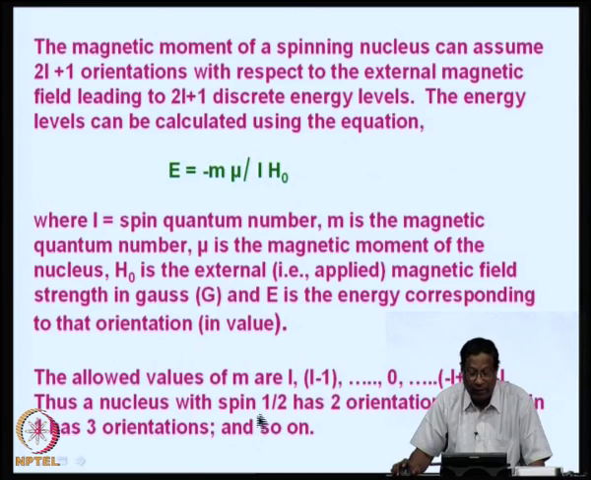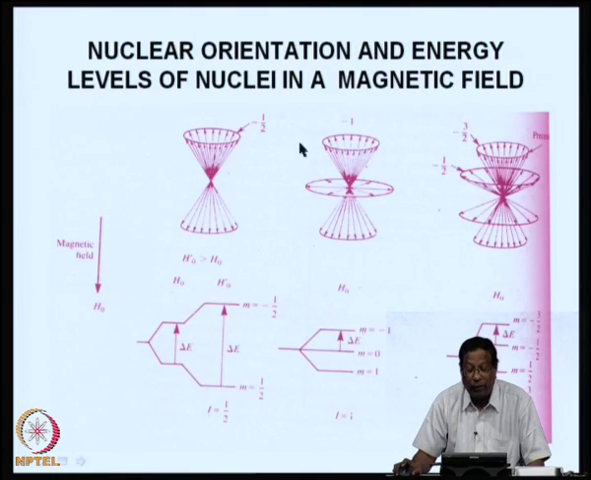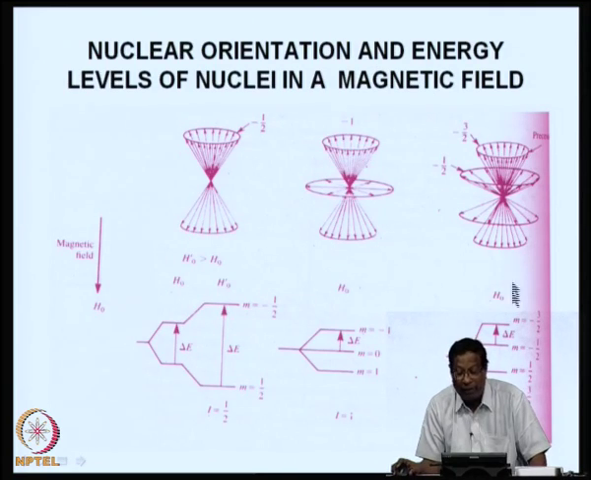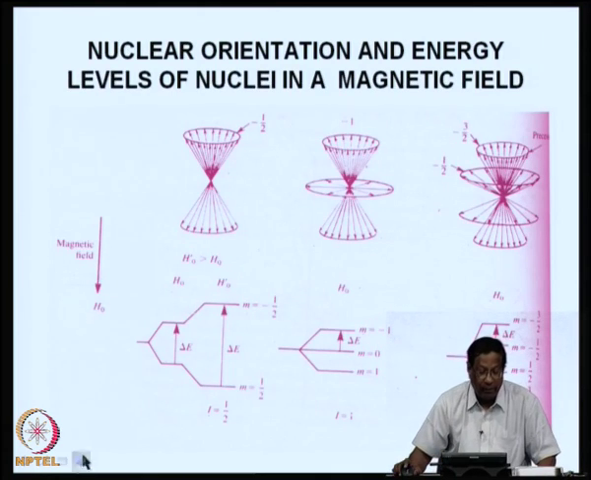So, the allowed values are 2I plus 1. Spin 1/2 has 2 orientations, spin 3/2 has 4 orientations, etc. This is the figure I was showing you earlier, and the moment you see spin orientation and energy levels of nuclei in a magnetic field, you will be seeing the splitting of the magnetic energy levels. This figure I have shown you earlier.